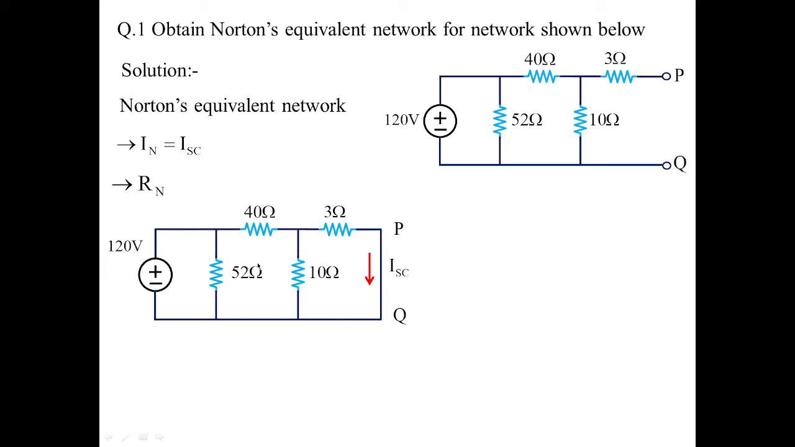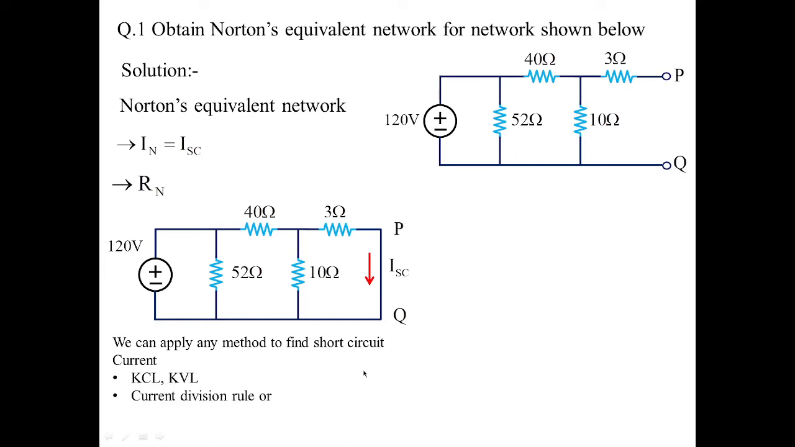Now this can be done in many ways. You can apply any method to find the short circuit current. We have KCL, KVL, the current division rule, or any network reduction technique, or standard mesh analysis or node analysis. You can apply any of these methods to find the value of the short circuit current.